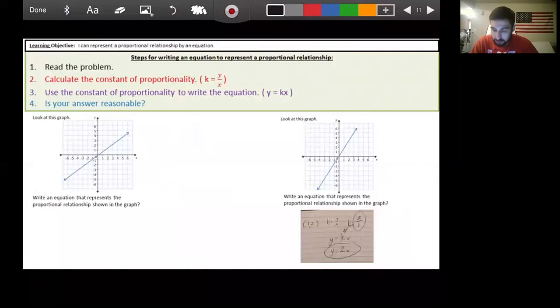And from here, you should have y is equal to 2x. The point that I chose was 1, 2, and that gave me y equals 2x.